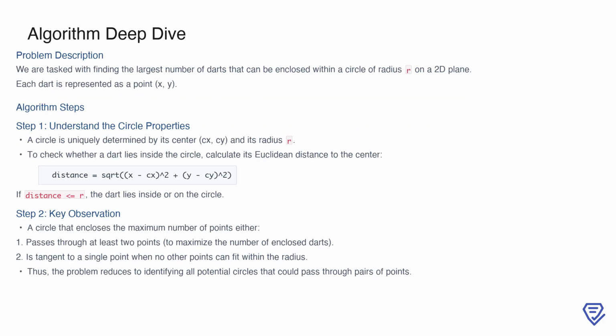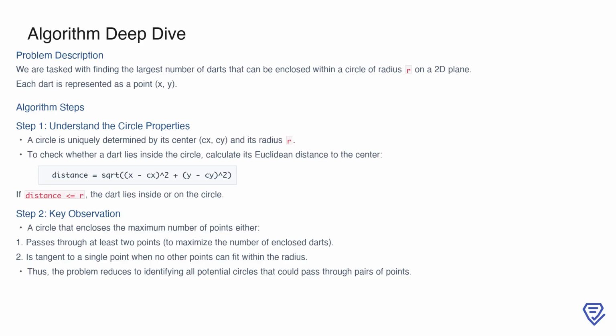In this problem, we are tasked with identifying the maximum number of darts that can fit inside a circle of radius R on a 2D plane. Each dart is represented as a point with x and y coordinates. To solve this, we need to understand the properties of circles. A circle is defined by its center, denoted as (cx, cy), and its radius r. To determine whether a dart lies inside the circle, we calculate its Euclidean distance from the center using the formula, the square root of (x − cx) squared plus (y − cy) squared. If this distance is less than or equal to r, the dart is inside or on the circle's boundary.